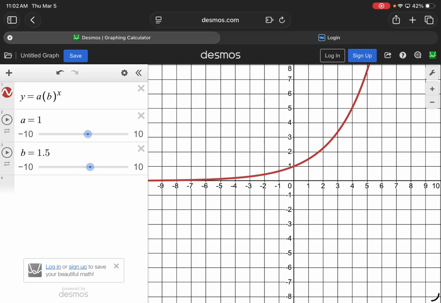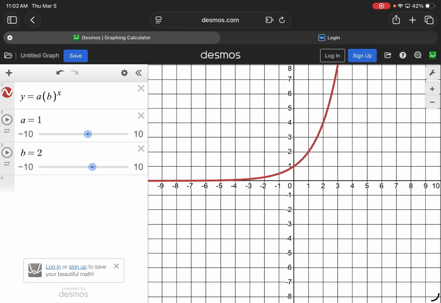And then B has to be a number. B cannot also be a 1, because if it's a 1, what happens to the graph once again? It goes straight. So it either has to be greater than 1 or less than 1. We said if it's less than 1, decay, it decreases. If it's greater than 1, it increases, growth. Yes? Okay. So I'm just going to make it a 2. Now, look at the graph.